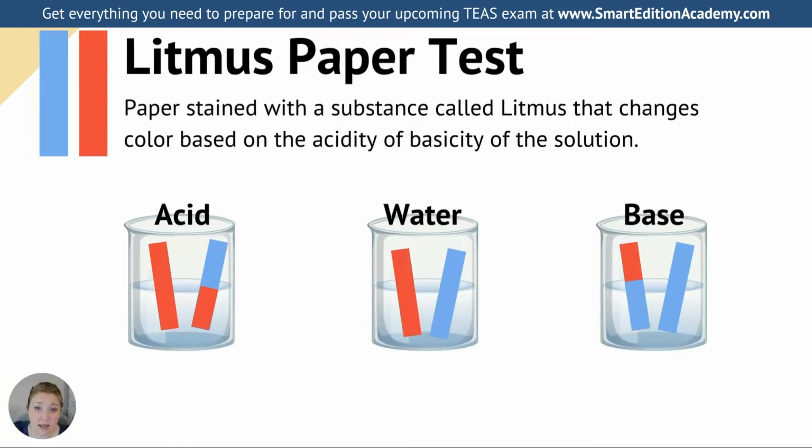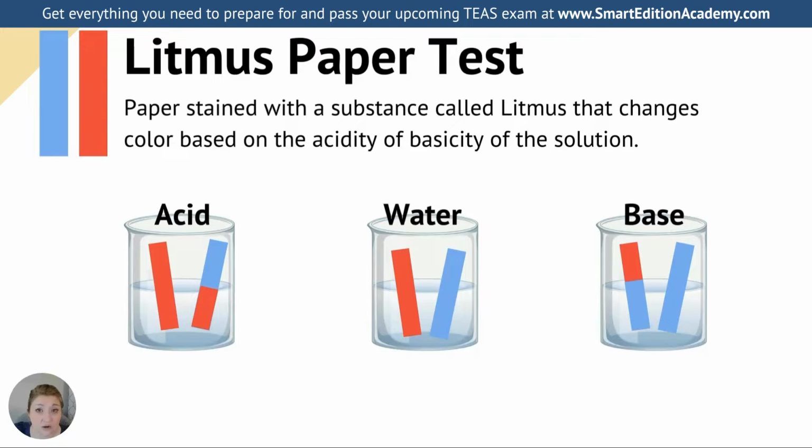So let's talk about that litmus paper test. Litmus paper is these little strips of paper that you can dip into a solution to find out if it's acidic or alkaline or base. Alkaline and base are interchangeable words that mean the same thing. The litmus paper is actually stained with a substance called litmus, and that causes it to change colors in different solutions.